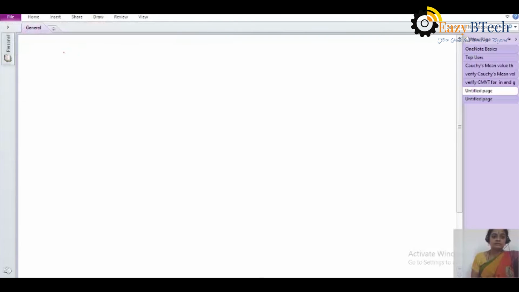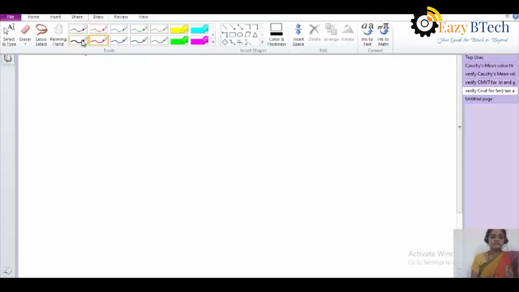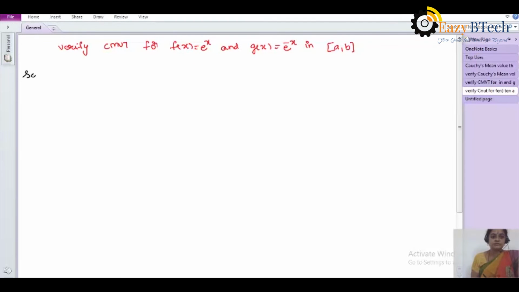Coming to one more question. Verify Cauchy's mean value theorem for f of x is equal to e power x and g of x is equal to e power minus x in the interval a comma b. Coming to the solution part.